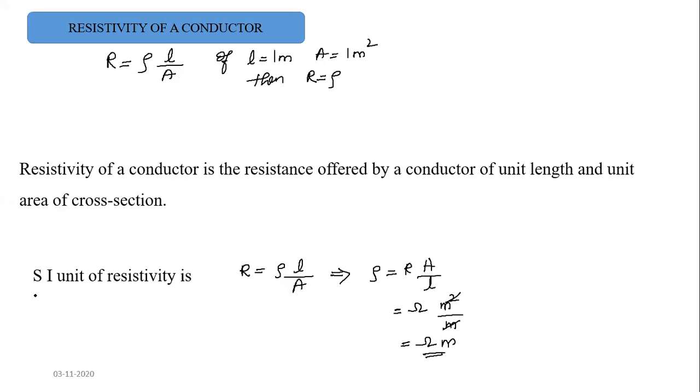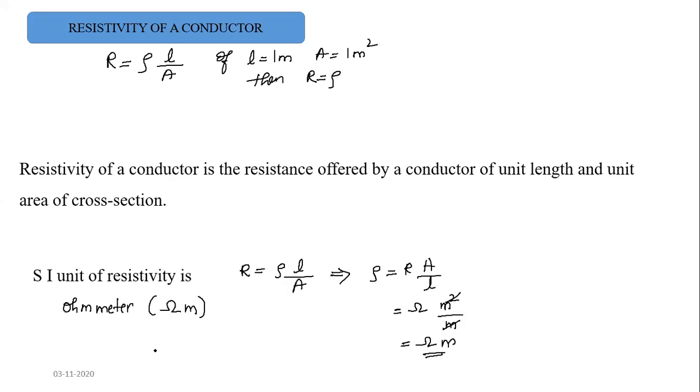So the SI unit of the resistivity is ohm meter, not omega. You have to read it as ohm meter. Write O H in small letters, ohm meter, or symbolically you can write it as ohm meter. This will be the SI unit for the resistivity of a material.